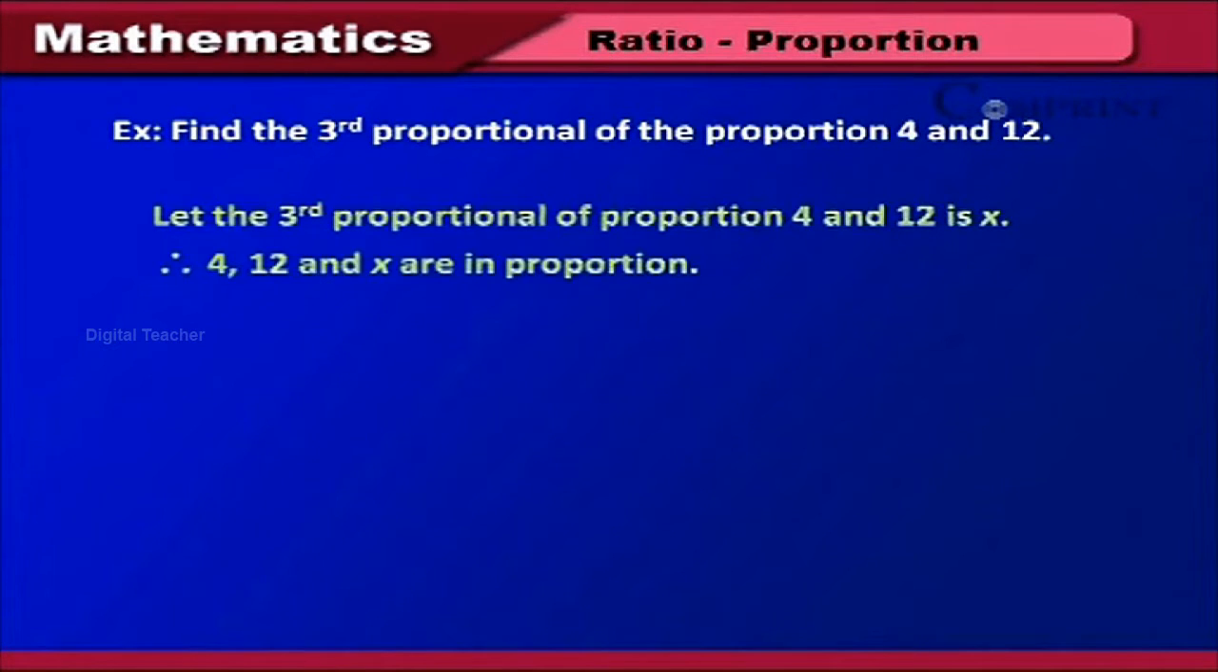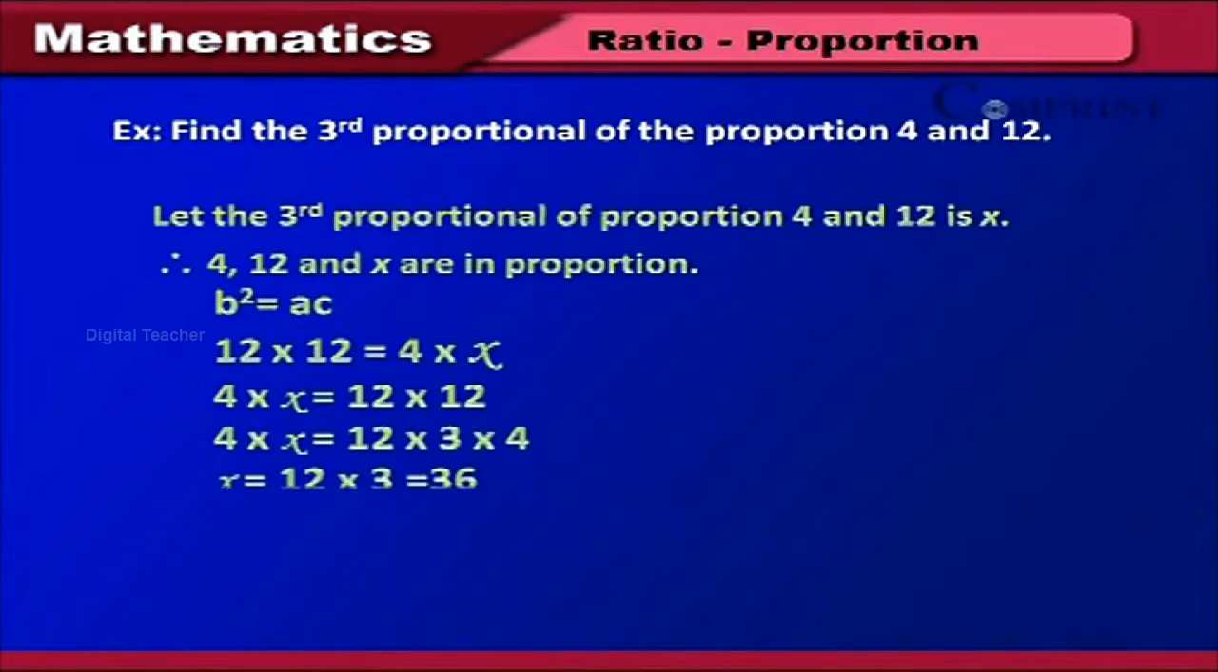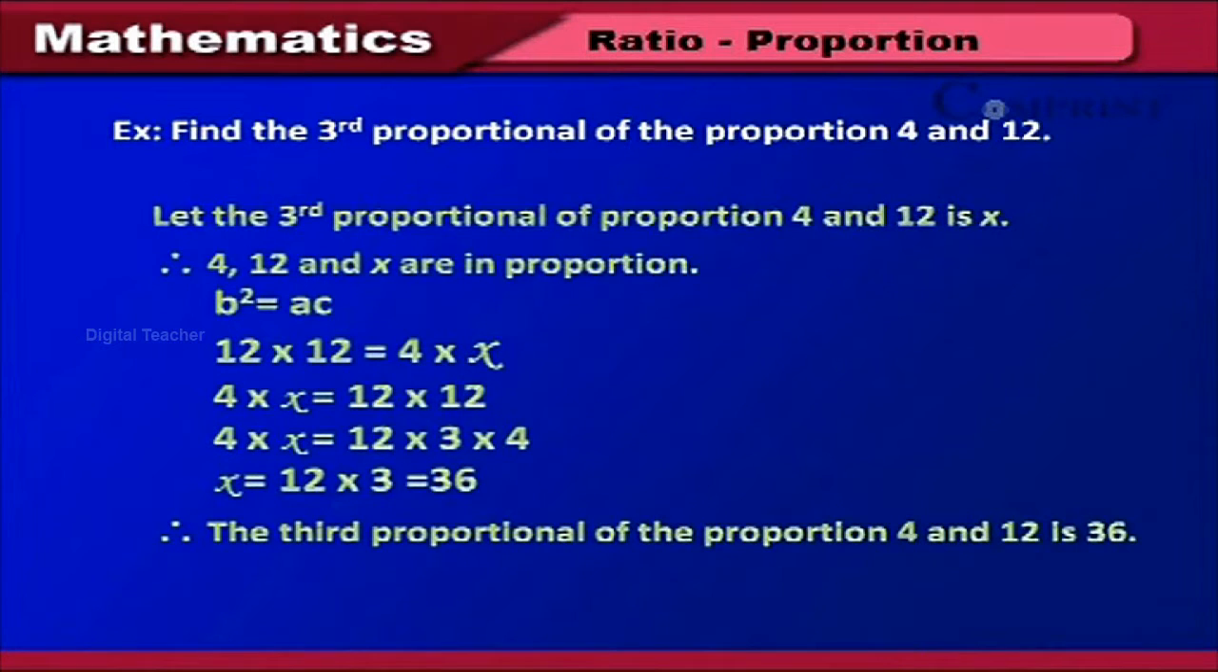Example: find the third proportional of the proportion 4 and 12. Solution: let the third proportional of 4 and 12 be x. Therefore, 4, 12 and x are in proportion. B square is equal to AC. 12 into 12 is equal to 4 into x.